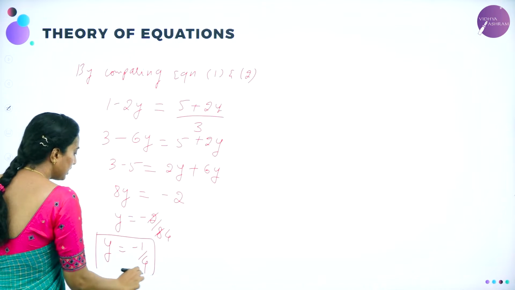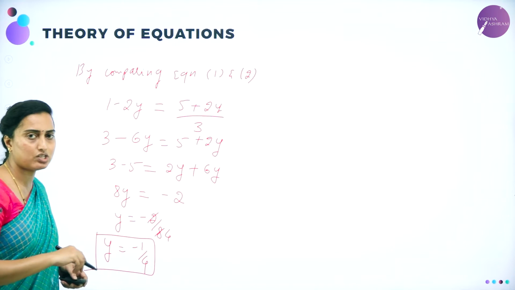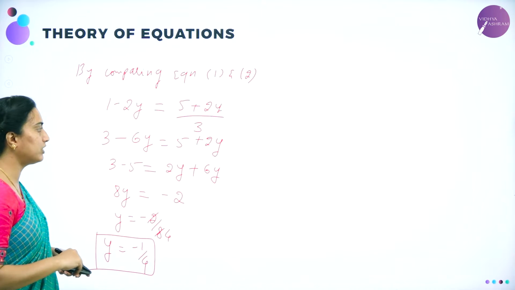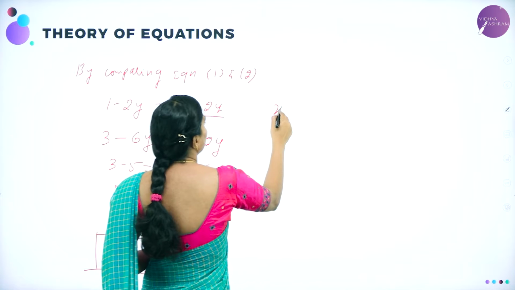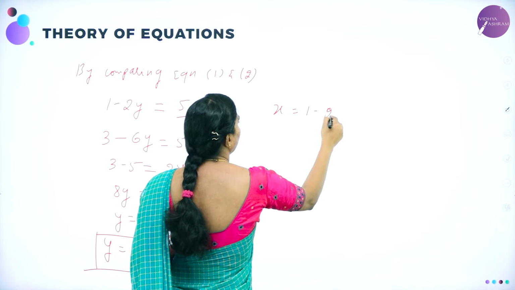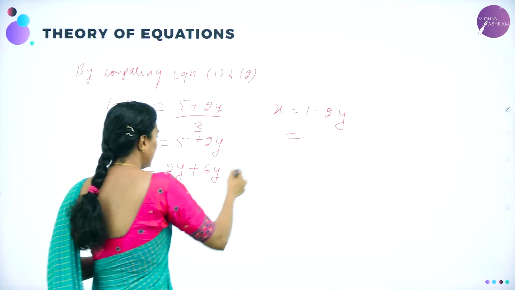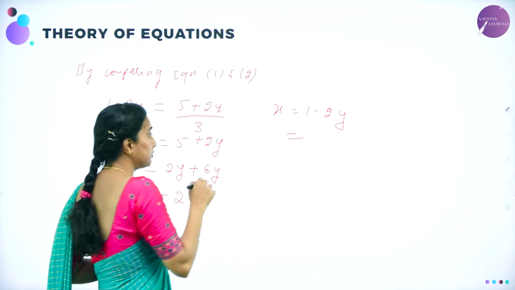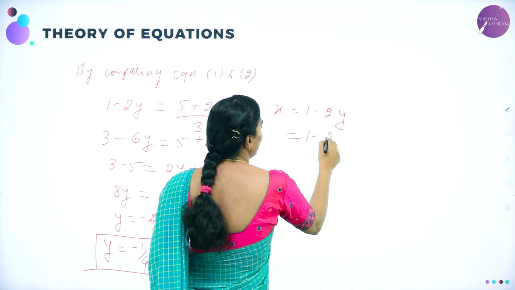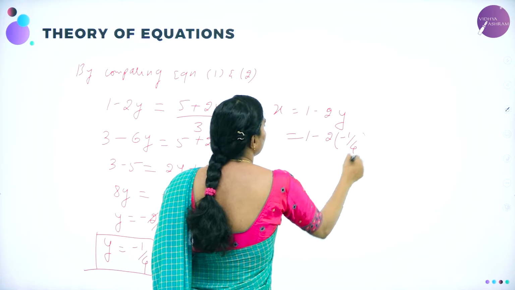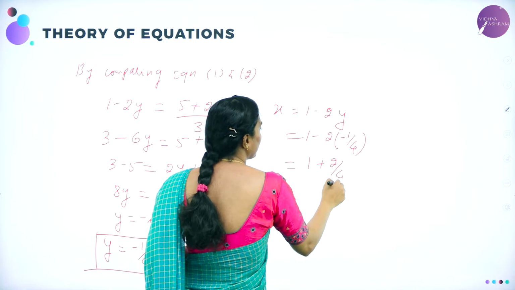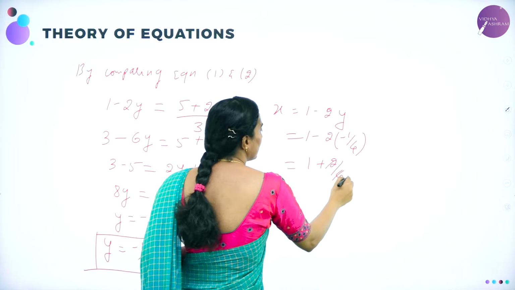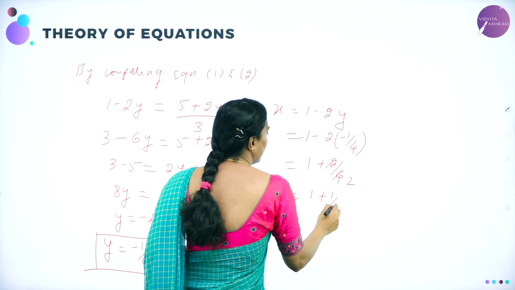Now taking this minus 1 by 4 in any one of the equations, I am taking the first equation only. What is the first equation? x is equal to 1 minus 2y. Now substituting the y value as minus 1 by 4, 1 minus 2 into minus 1 by 4. So here minus into minus is plus. 1 plus 2 by 4, because 2 into 1 is 2, 2 ones are 2, 2 twos are 4. 1 plus 1 by 2.